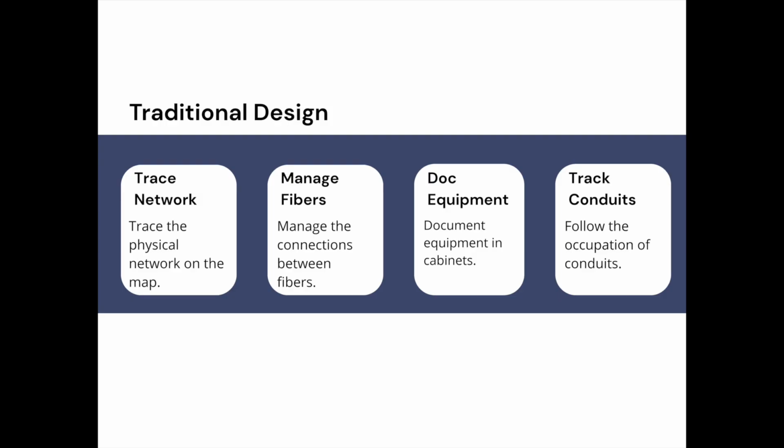First, you're tracing lines on the map. Then you have to jump over to a spreadsheet to figure out your fiber connections. Then you go to another tool to document your cabinets, and maybe yet another one to see if there's even space left in the conduit. It's just slow, and it's a recipe for mistakes.